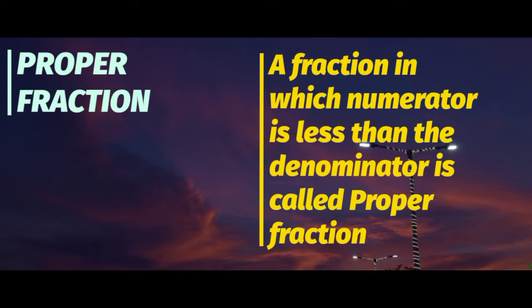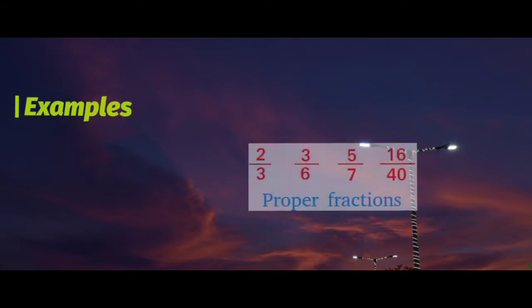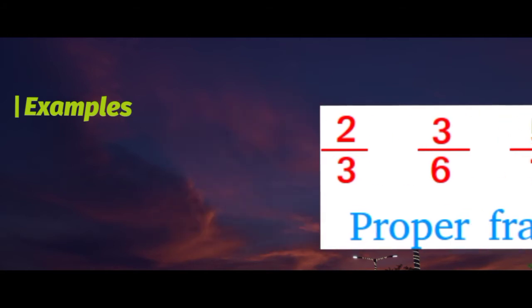That means if you observe any fraction, if the numerator is less than the denominator, we can call that fraction a proper fraction. See the examples here: 2 by 3, 3 by 6, 5 by 7, 16 by 40. In each example, if you observe clearly, the numerator is less than the denominator.